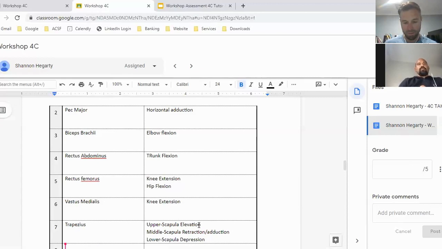So 8. Triceps. Yep, number 8 is the triceps. And what's the primary movement there? Elbow extension. Yeah, elbow extension. That's exactly right. Good. Number 9.